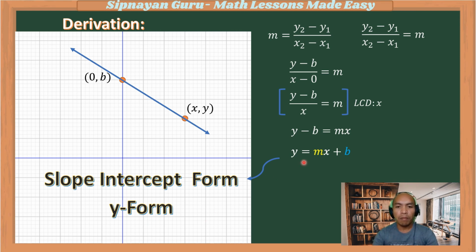Why is it y form? Because the left side of the equation is just y and its coefficient is positive 1. All other terms in the linear equation are placed at the right side of the equation. So if the equation is written in slope-intercept form, the coefficient of x, which is m, is the slope, and the b here, the constant, will be the y-intercept.